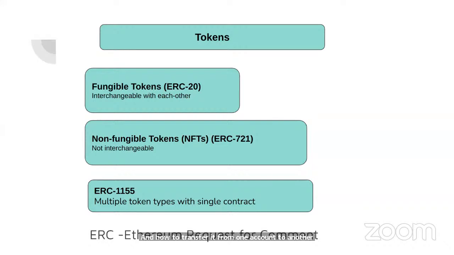So what is a fungible token? A fungible token is just like our money. Suppose we take a 10 rupees note from someone, we can return any 10 rupees note to that person. It doesn't matter which one, right? It just should be a 10 rupees note. So all 10 rupees notes are interchangeable with each other. Tokens of this kind are called fungible tokens.